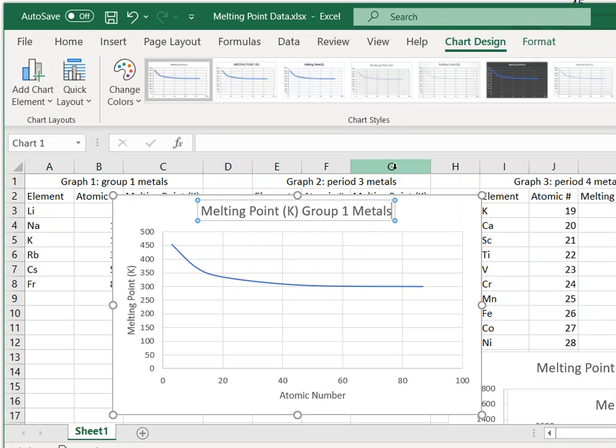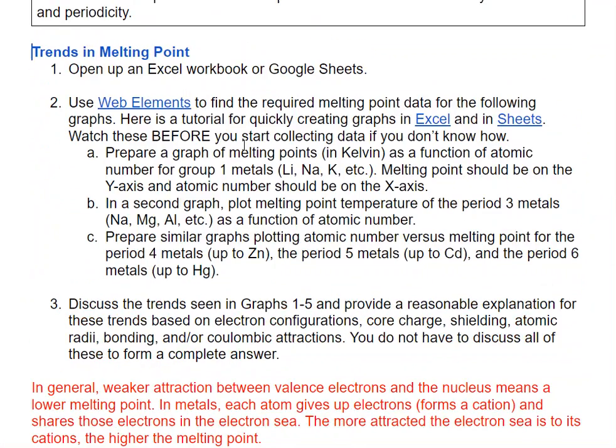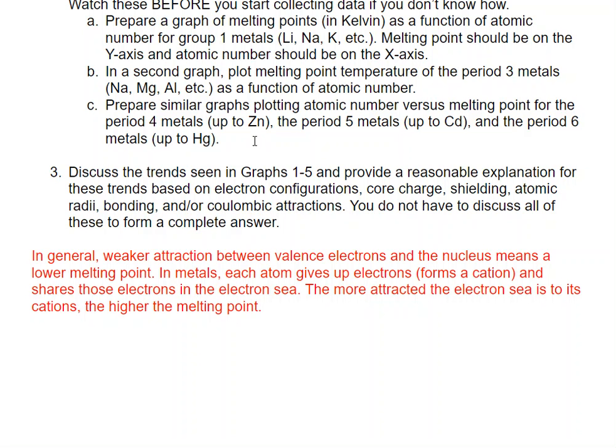Okay, so I'm going to produce all of these graphs in a similar fashion, going ahead and collecting the data and then highlighting my columns and then inserting the graph and putting in all of these little details. So in general, the weaker attraction between valence electrons and the nucleus means a lower melting point. So in metals, each atom gives up electrons. It forms an ion, forms a cation, and then those electrons get shared in the electron sea. So the more attracted the electron sea is to its cations, the harder it's going to be to break apart those attractions and the higher the melting point will be.